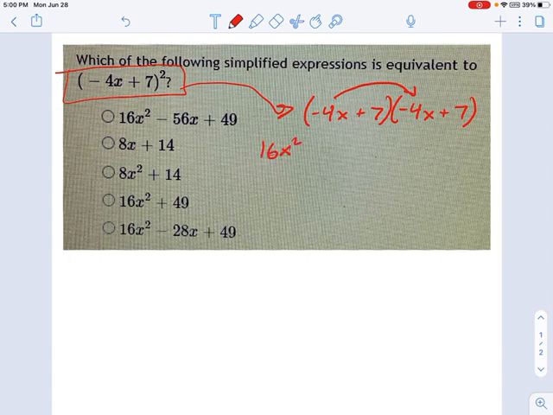That's 16x squared. I'm going to have negative 4x times 7. That's negative 28x. 7 times negative 4x, that's another negative 28x. And then 7 times 7, which is 49. And that works out to be something like 16x squared. Let's see, this is going to be negative 56x in the middle plus 49.